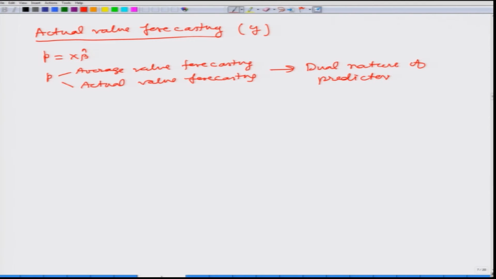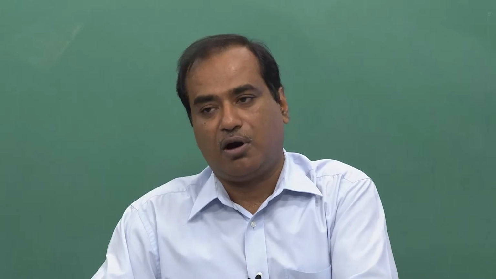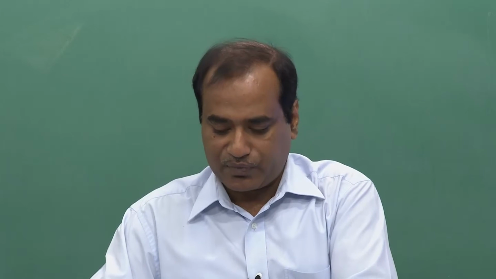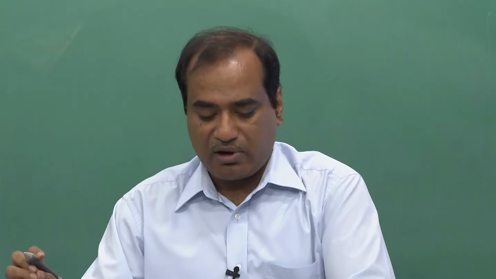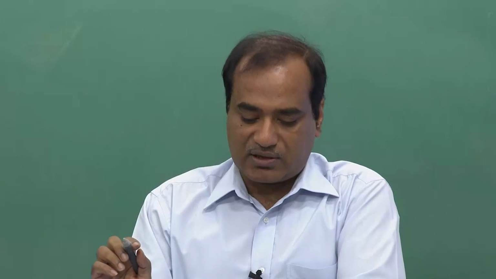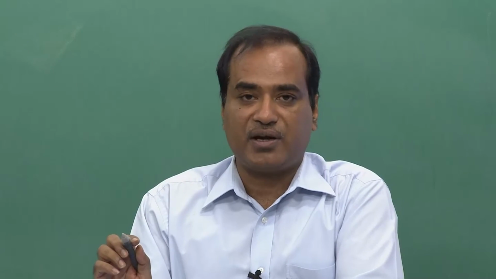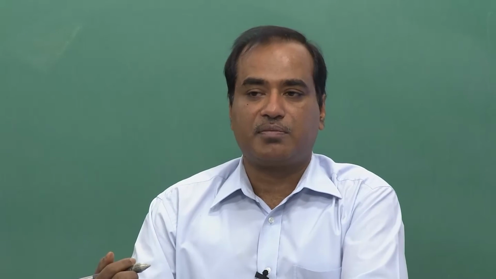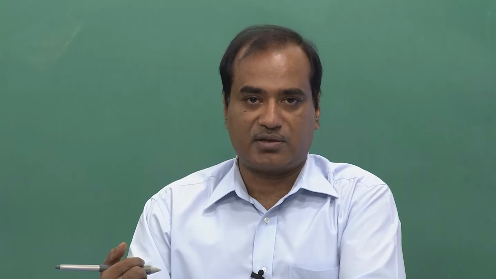Well, that is happening because we are using the ordinary least square estimator in both the cases, and in practice one may use different estimators to forecast the average value or actual value. One question arises here: when we use the same predictor for forecasting the actual and average values, it will definitely give us the same value. Then what will be the difference? The difference will be seen by comparing the standard errors.